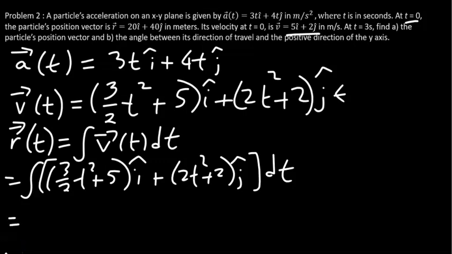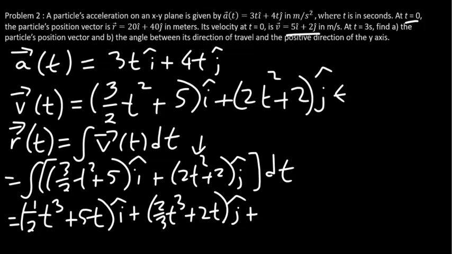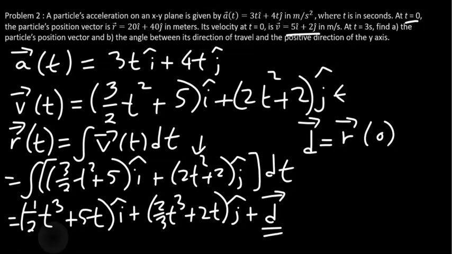Integrating the first term, you will have half t cubed. The second term is just 5t. Note that this is the x component. Now for the y component, it's 2/3 t cubed, that's this term, plus 2t and j hat, plus a constant vector. Let's call the vector d. The constant vector d is just the position vector at t equals 0. Because when you substitute t equals 0, that term goes away, that term goes away, that term goes away, that term goes away, giving you only d.